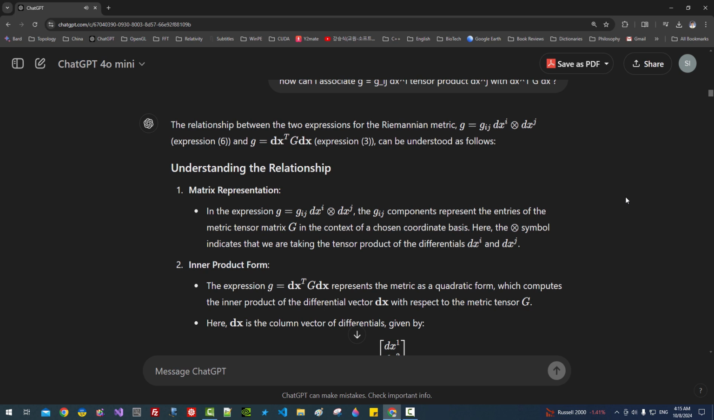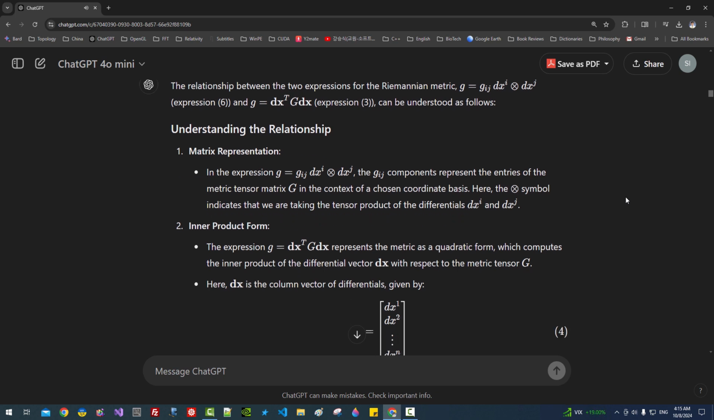g equals g_ij dx^i ⊗ dx^j, expression 6, and g equals bold dx^T g bold dx, expression 3, can be understood as follows. 1. Matrix representation. In the expression g equals g_ij dx^i ⊗ dx^j, the g_ij components represent the entries of the metric tensor matrix G in the context of a chosen coordinate basis. Here, the ⊗ symbol indicates that we are taking the tensor product of the differentials dx^i and dx^j.